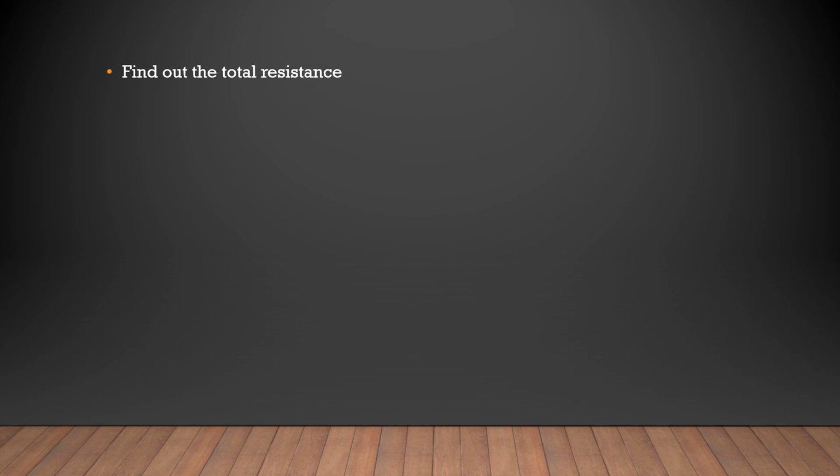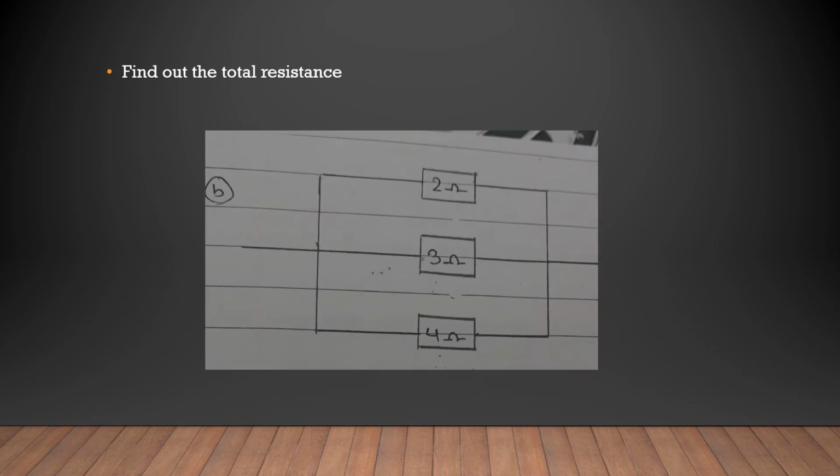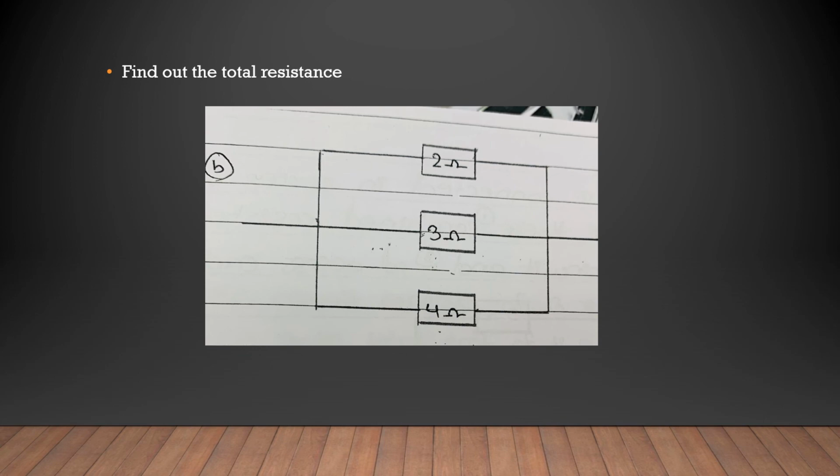Now some questions we can discuss. Find out the total resistance. If you are getting a question like this, first you have to identify which connection this is. From here it is understood that three resistors are connected in parallel. So you can use the formula 1 by R1 plus 1 by R2 plus 1 by R3, so 1 by 2 plus 1 by 3 plus 1 by 4. Using that formula, you can find the total.